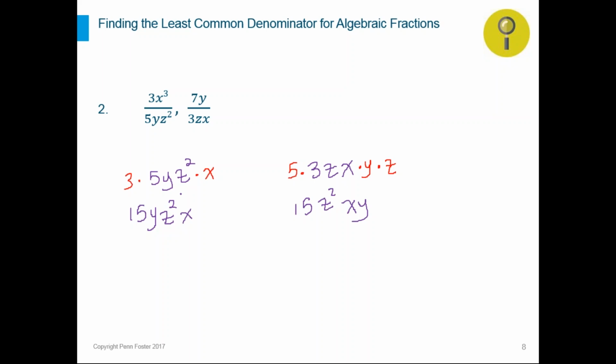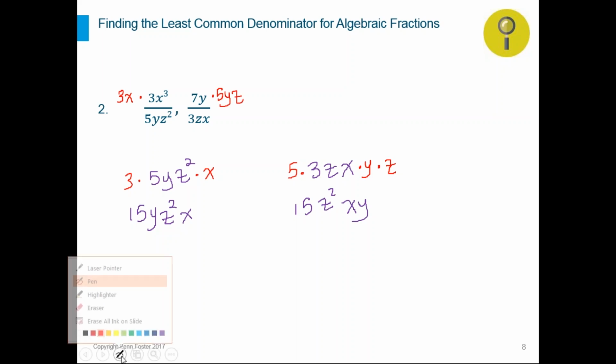Now the tougher part is how can I change the numerator so each fraction stays the same. So I'm going to do the same thing as I did to the denominators. I'm going to multiply here times 3x, and I'm going to multiply here times 5yz.